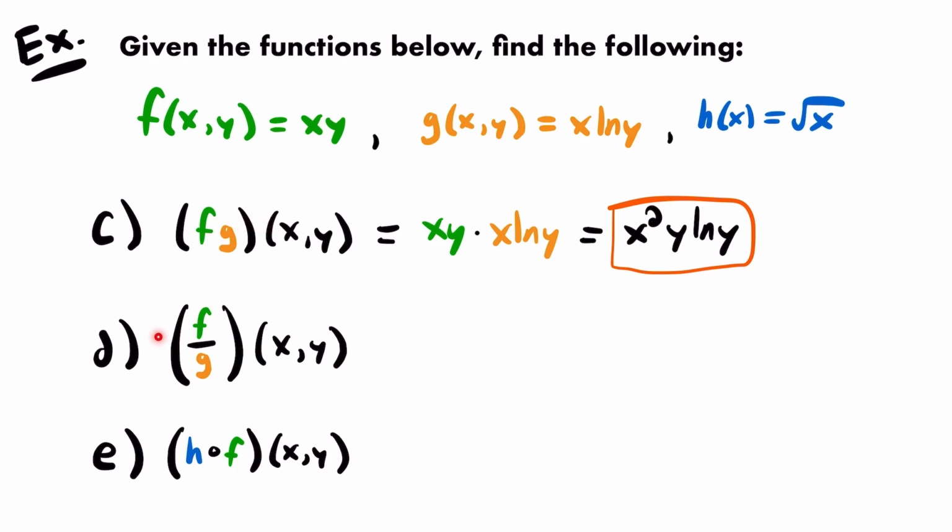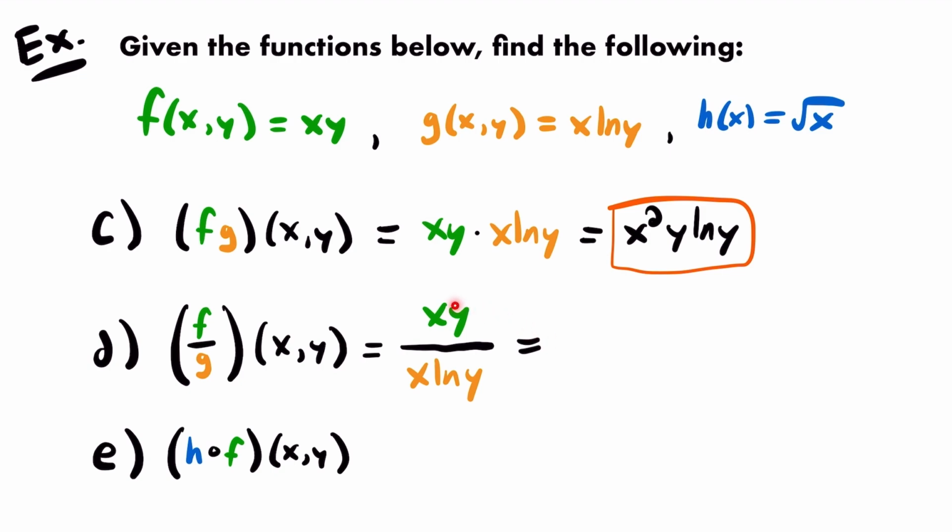Then moving on to our next function here, we want to find the combination of these two functions using division. We want to find f divided by g of x y. So we're going to take f of x y and divide it by g of x y. So that will look like this. We'll have x y divided by x times the natural log of y. Now, once again, we can simplify this.